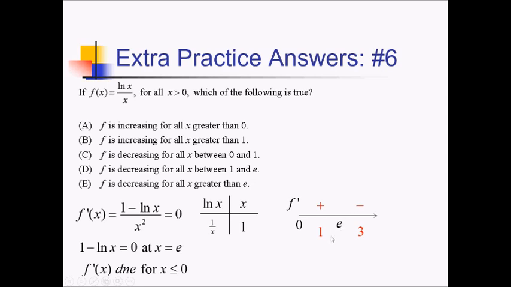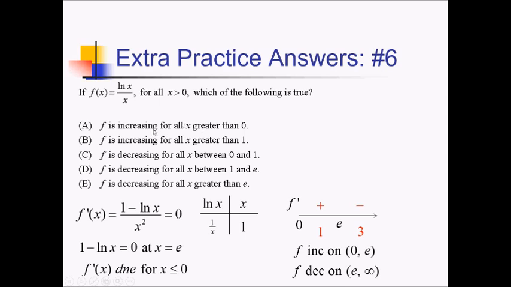And now doing my sign analysis, I see that my function is increasing on the interval from 0 to e because f prime is positive. Since f prime is negative after e, then we're going to be decreasing from e to infinity. So which answer choice matches that? So let's see here. F increasing for all x greater than 0. That's not true because we're decreasing.